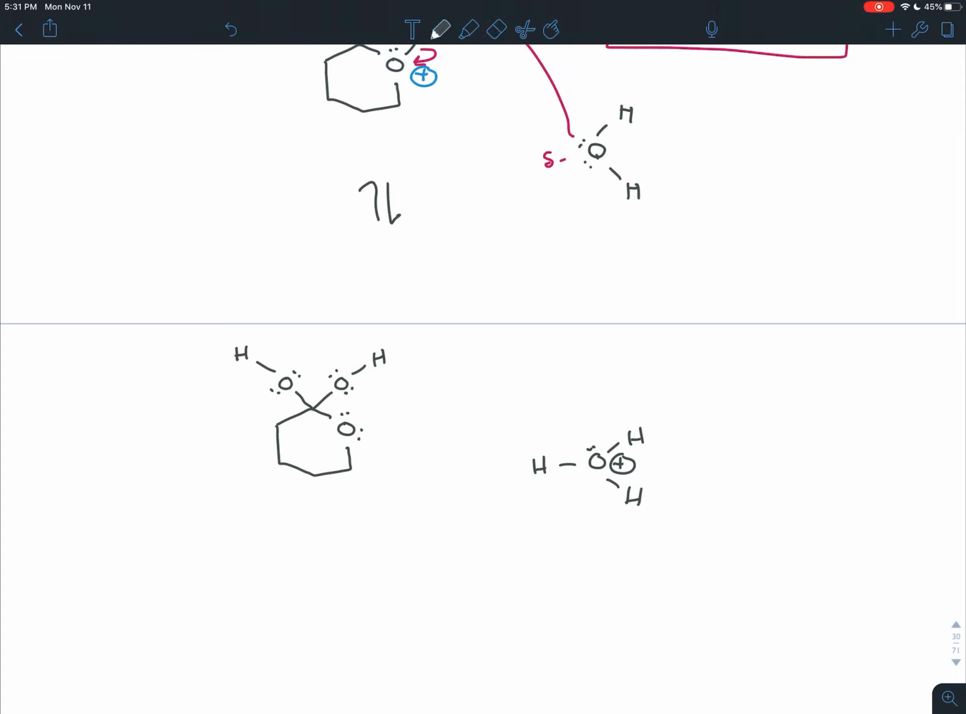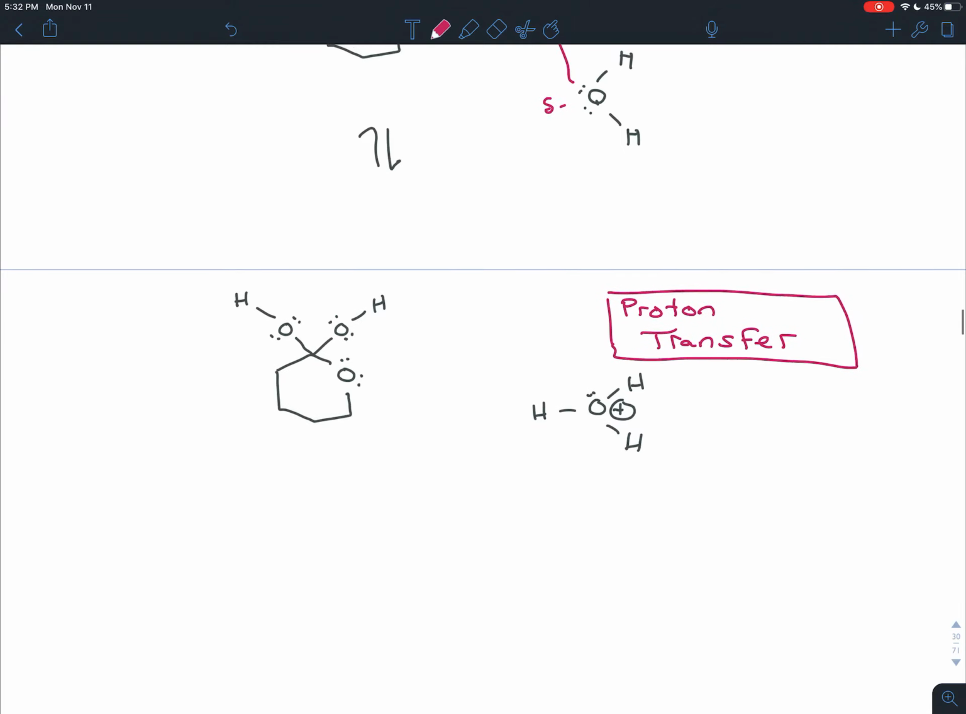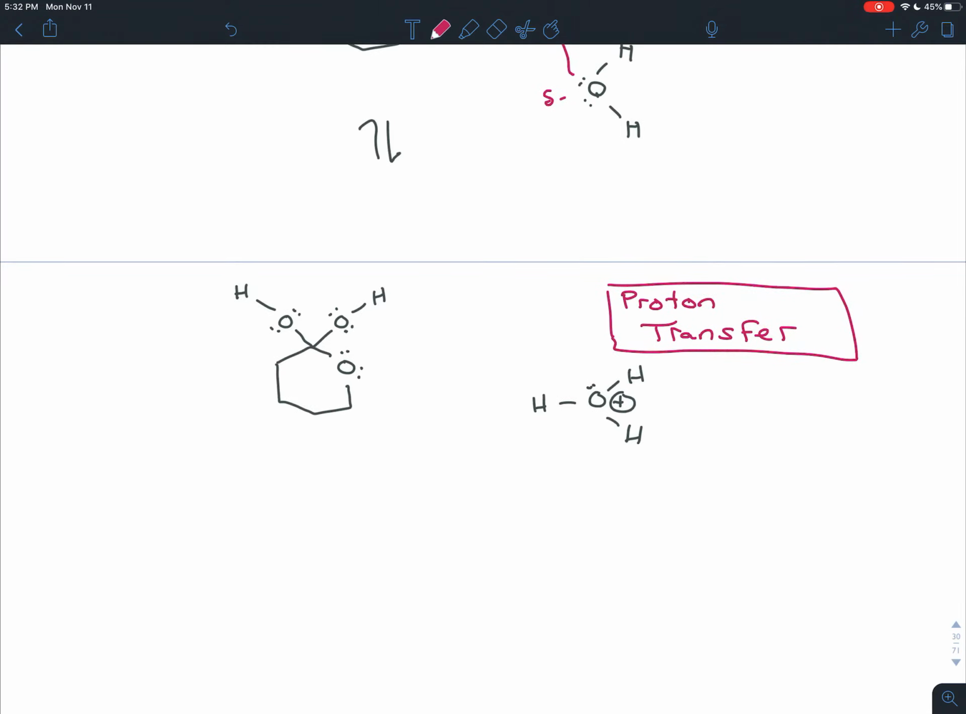To make it a better leaving group, to make this thing that is not likely to react more likely to react, we do a proton transfer. Use proton transfers to change the reactivity or stability of things. That OH is not a good enough leaving group. It's not likely enough to react. We can make it more reactive, more likely to leave as a leaving group, by doing a proton transfer.